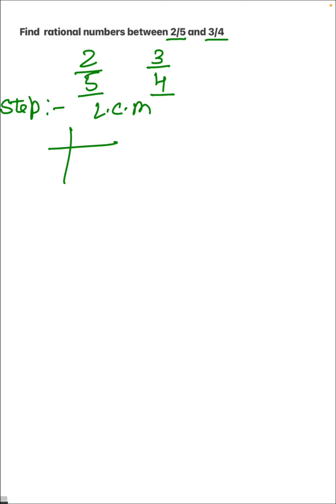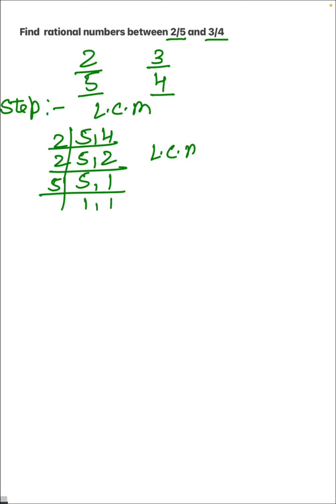So students, let's take another example. We have to find a rational number between 2 over 5 and 3 over 4. First of all, we have to find the LCM of the denominators. So the LCM of the denominators is 20.